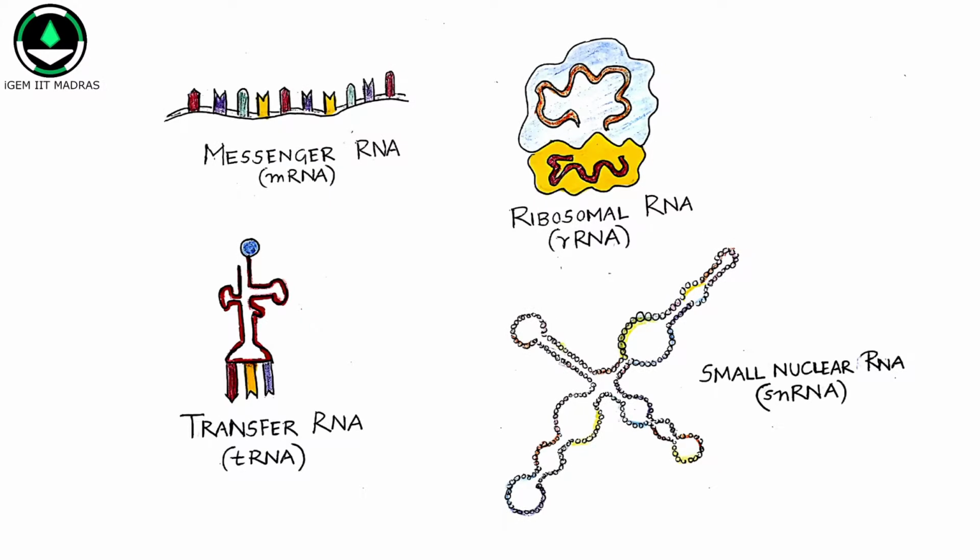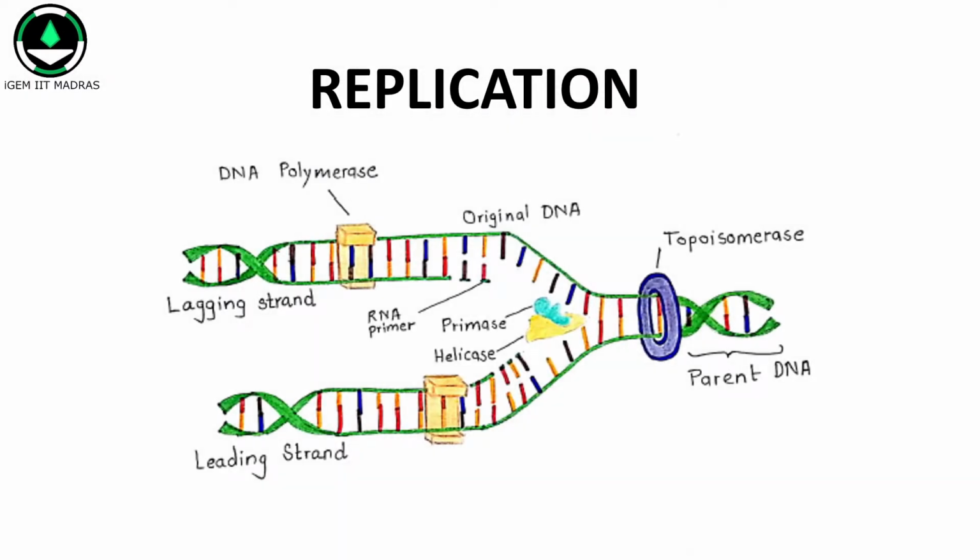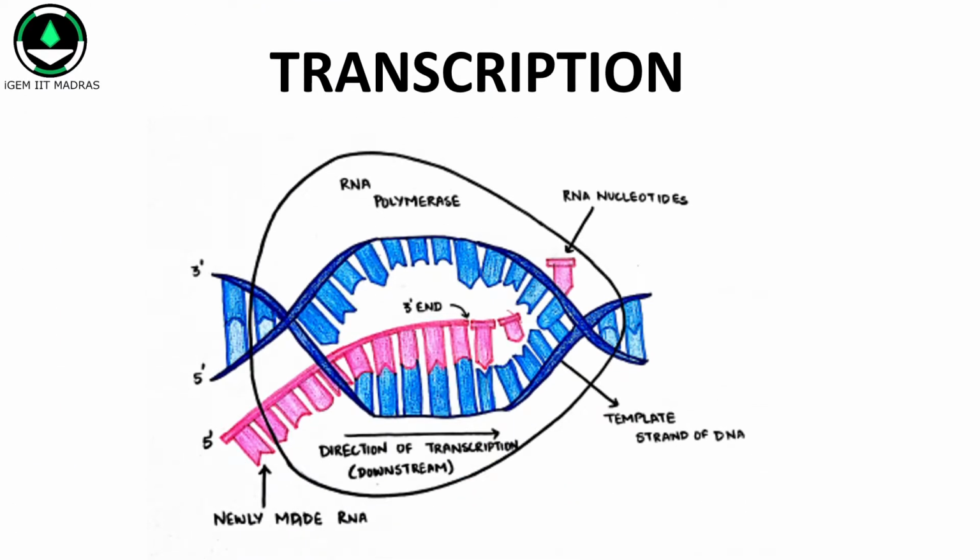RNA, on the other hand, acts as a genetic material in some retroviruses, but mostly as messenger, adapter, and structural molecule. In this video, we are going to discuss the process of making more DNA from DNA, that is replication, and making RNA from DNA, that is transcription.